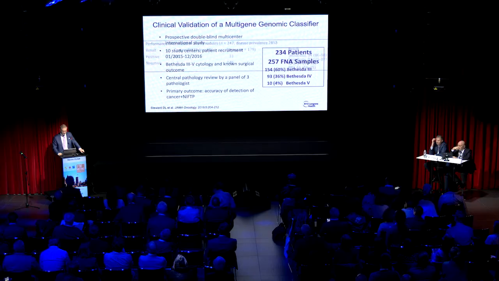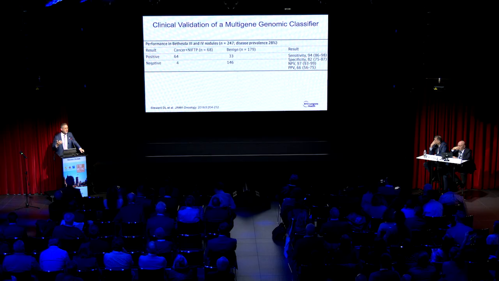There was central pathology adjudication of the specimen, and the primary outcome was the presence of cancer or NIFT-P in the operated surgical pathology. It included ultimately 234 patients with 257 FNA samples, primarily Bethesda 3 and Bethesda 4, and very few of these Bethesda 5, which are the suspicious for malignant cell aspirates.